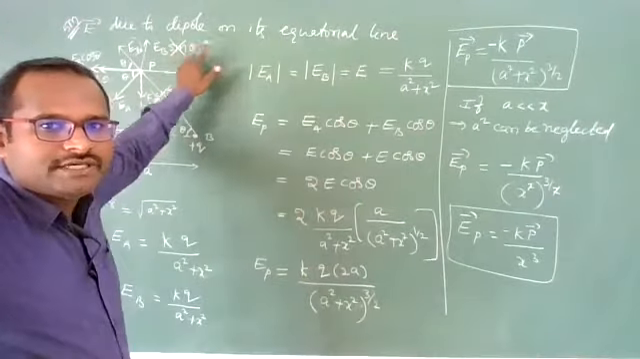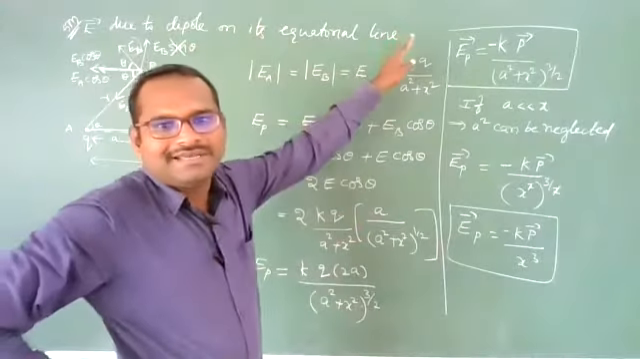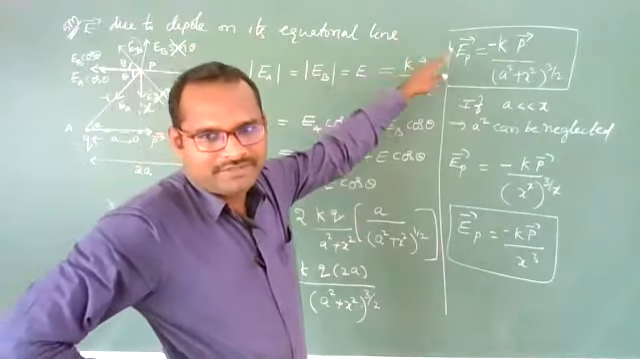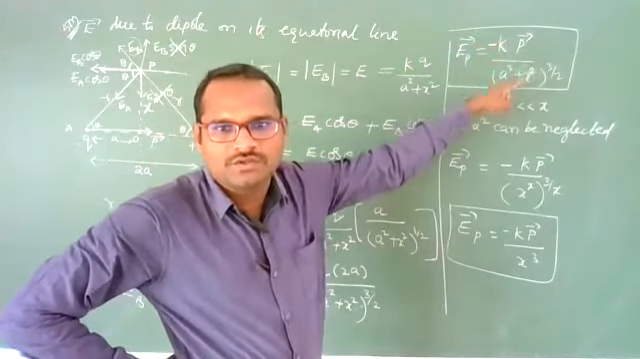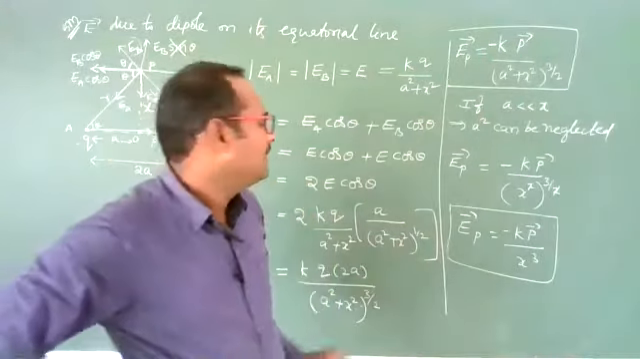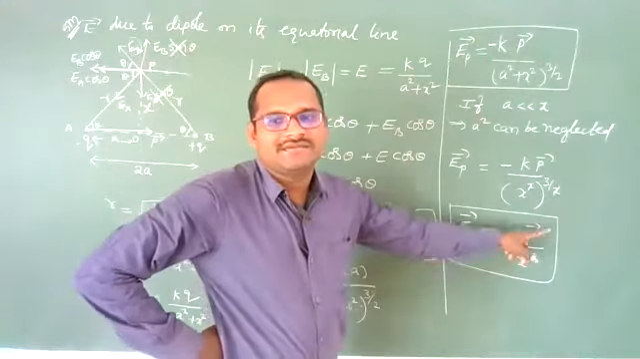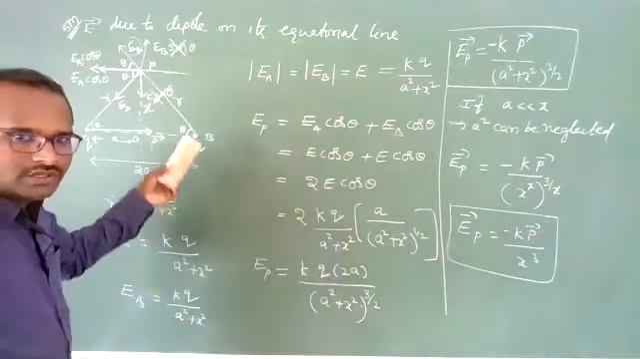So, electric field due to a dipole on its equatorial line. What is the expression? Electric field at a point P on the equatorial line is minus K P bar by A square plus X square whole power 3/2. And if the length of the dipole is very small, then it will be minus K P bar by X cube. I hope you understood this diagram.